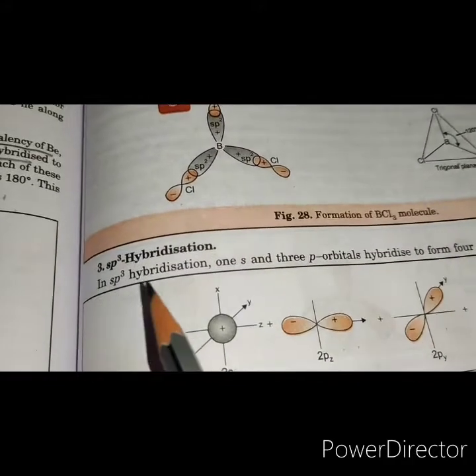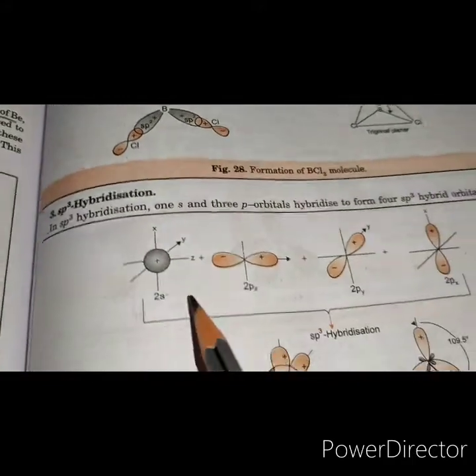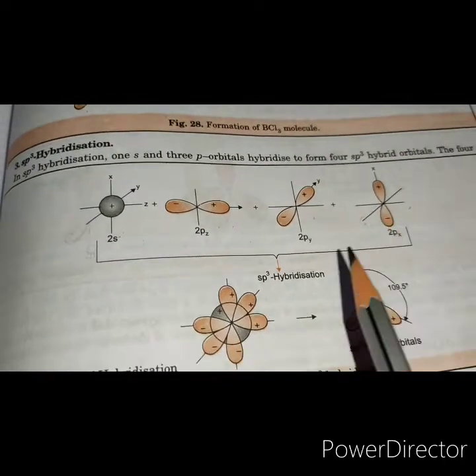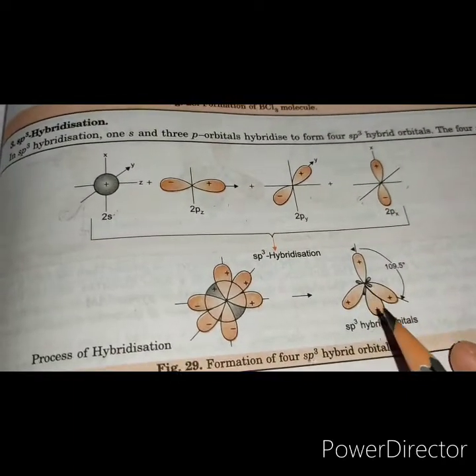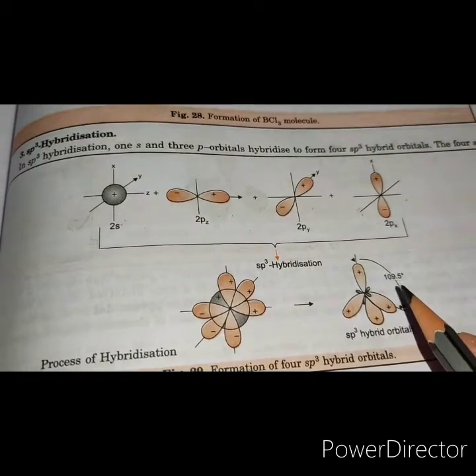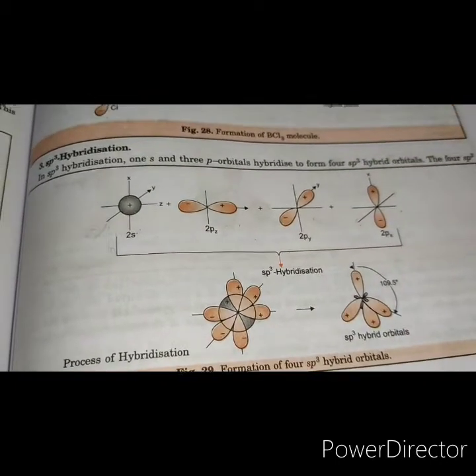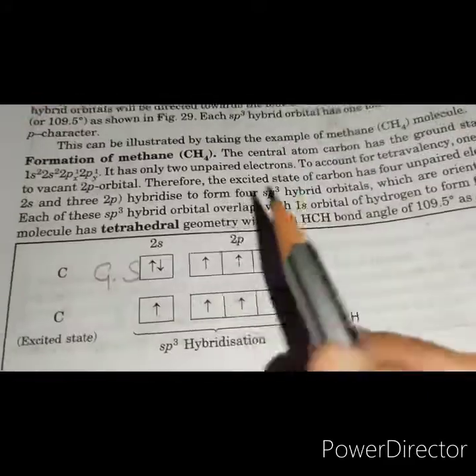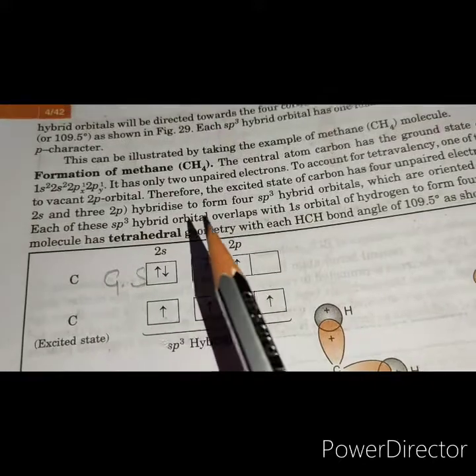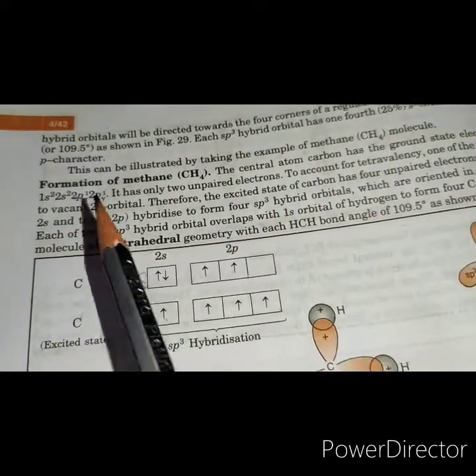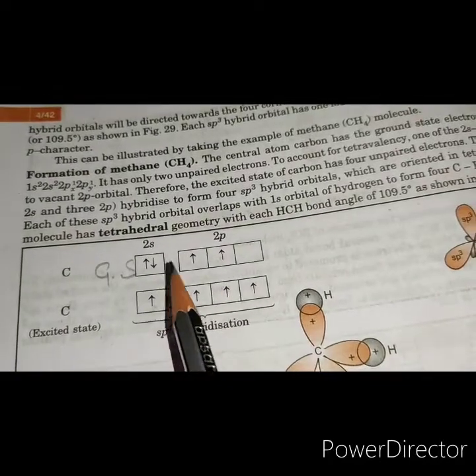Now let us understand sp3 hybridization, in which one s and three p orbitals undergo mixing to form four new sp3 hybrid orbitals, which arrange themselves at an angle of 109.5 degrees. Let's take the example of the methane molecule here. Carbon, having atomic number 6, has electronic configuration 1s2, 2s2, 2p2. So we'll write 2s and 2p.